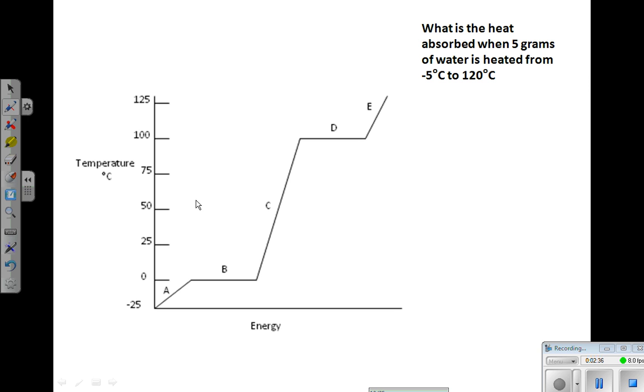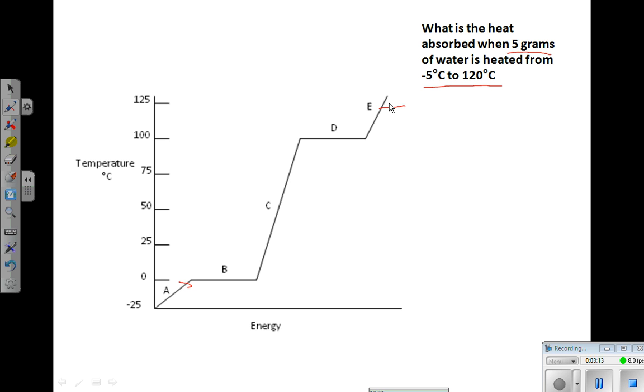So let's take a look at a specific problem. Here is the heating and cooling curve for water. There's our freezing point at 0 degrees, and there is our boiling point at 100 degrees. And we want to know what is the heat absorbed when 5 grams, so that's how much we have, of water is heated from -5 degrees to 120 degrees. So we're starting down here, and we're going all the way to up here. We're going through several different regions on our heating and cooling curve. This is not going to be one calculation.